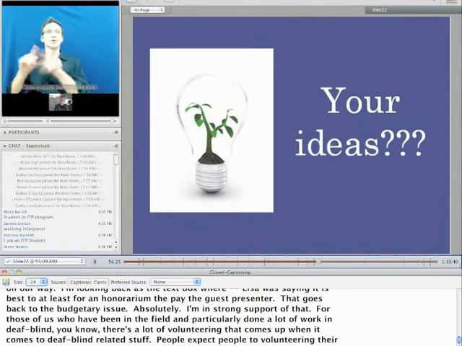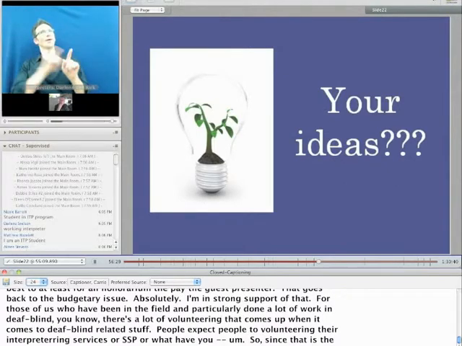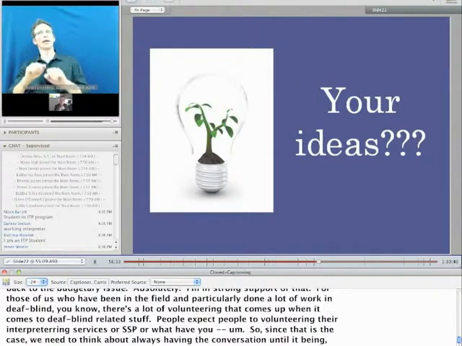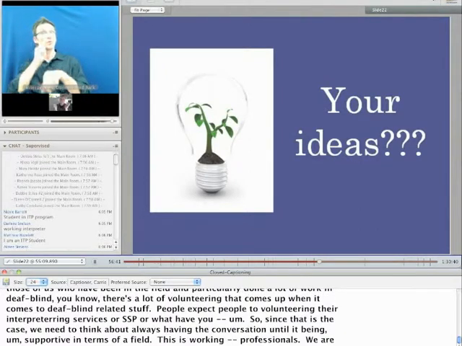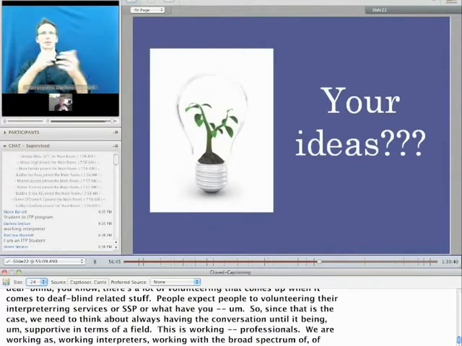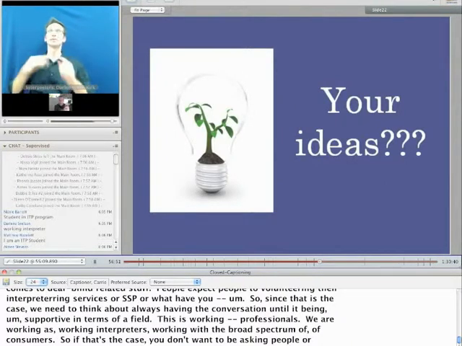So since that's the case, we need to think about always having the conversation about being supportive in terms of a field. These are working professionals. We are working as working interpreters, working with a broad spectrum of consumers. And so if that's the case, we don't want to be asking people or expecting people to constantly be volunteering their time, because we bring the same set of skills and knowledge base to any of the work that we do.